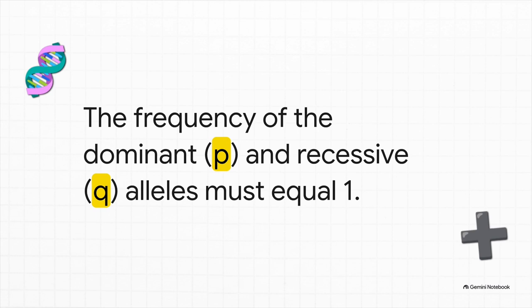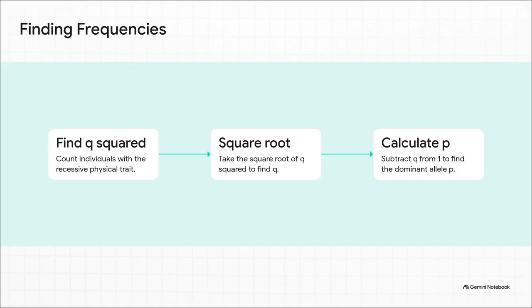It's elegant, but we run into a practical problem in the wild. We can't easily see who is carrying a hidden recessive gene. And that's because of complete dominance. You just can't distinguish a dominant homozygote, someone with two dominant genes, from a heterozygote who has one dominant and one recessive gene. Physically, they look exactly identical.